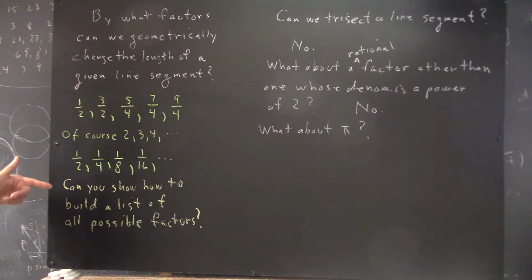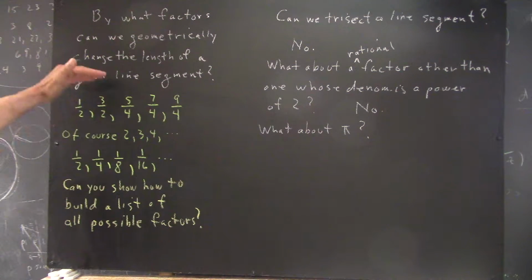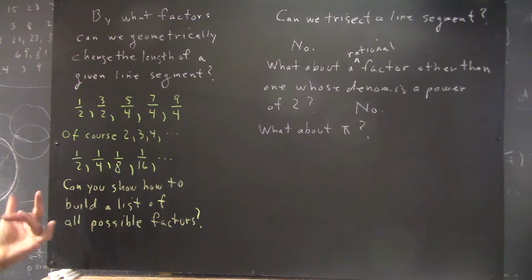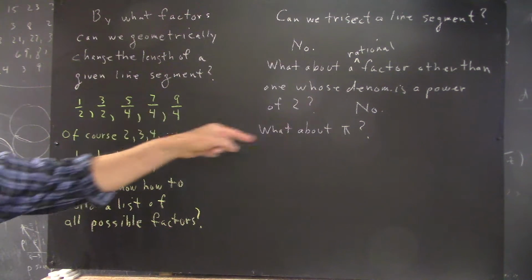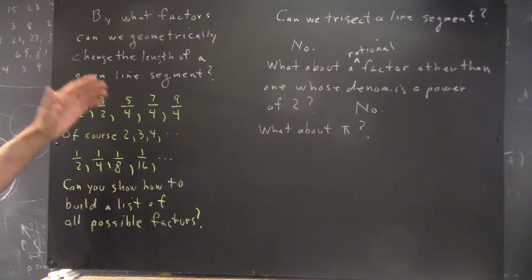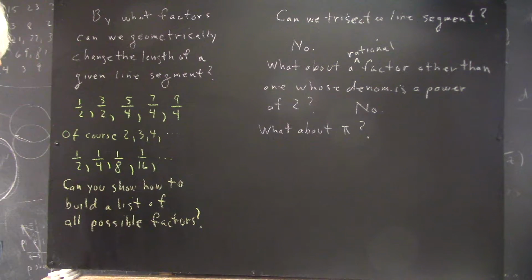Okay, so can you show now how to build a list of all possible factors? Or at least a list of the possible factors you can get from what we've talked about here. We've already got one list. Actually, we've got 2 parts of the list. 2, 3, 4, ... Those are all possible. 1/2, 1/4, 1/8, 1/16, ... continuing along the same scheme. It's all possible.